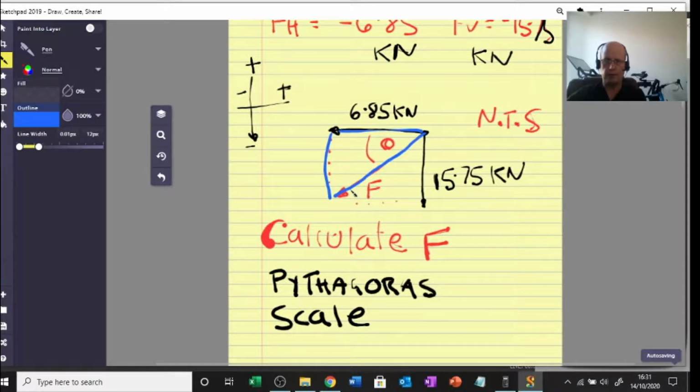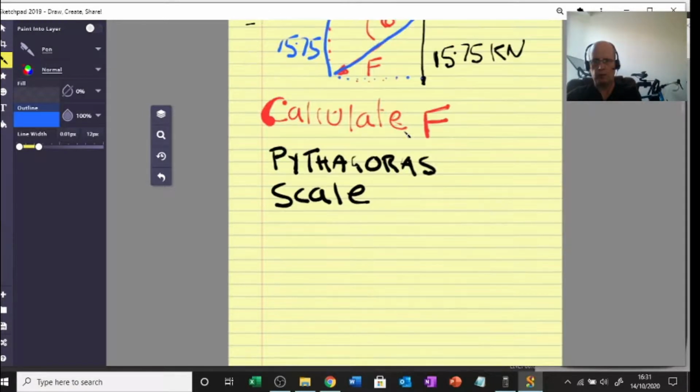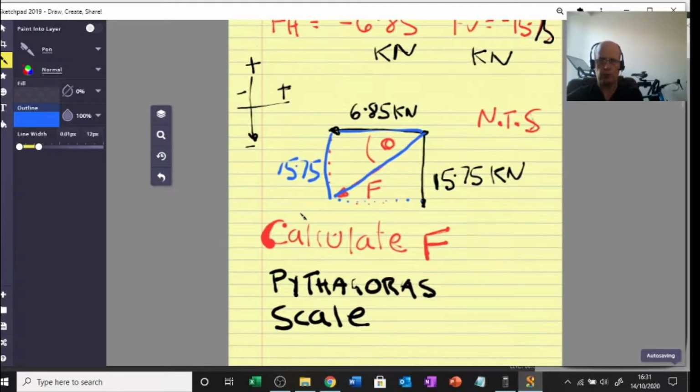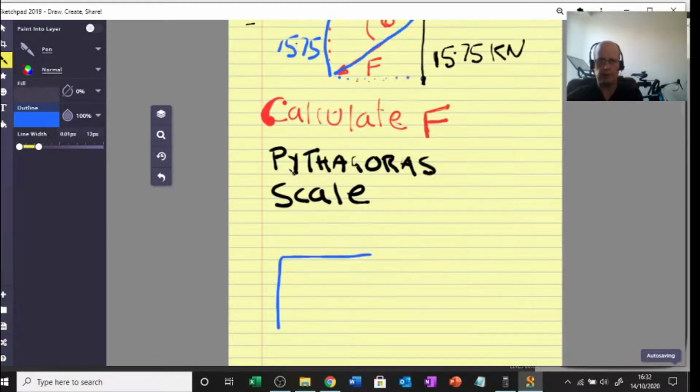Now we don't know the f yet, but we know this side here is 15.75. It's got to be, because these should line up, really. So there's my triangle, 15.75. There's my f, which we're going to work out in a bit. And there's my 6.85. So let me draw a triangle. I've got a triangle like this, and them two numbers were 6.85 and 15.75.